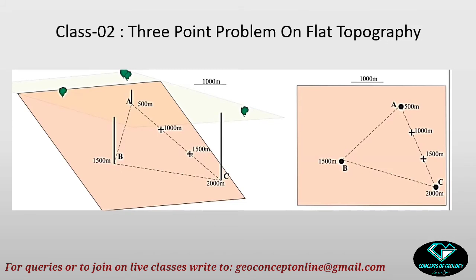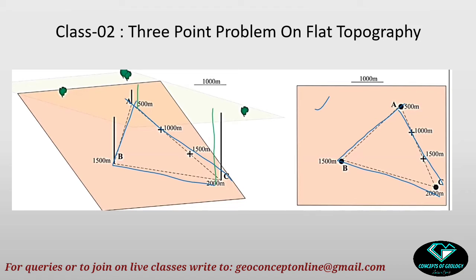What we will do first is make a triangle by joining the 3 points A, B and C. On which plane am I doing this? Here I am doing this on the map view, and in reality I am joining these 3 points on the inclined plane, on this unconformity. Suppose at point A I have encountered the unconformity at 500 meter depth, and at point C I have encountered the same unconformity at 2000 meter depth.